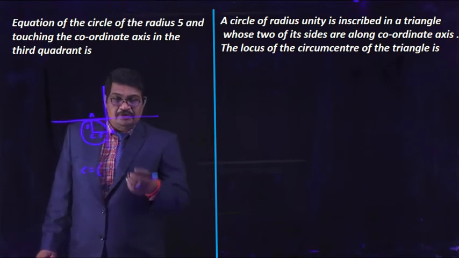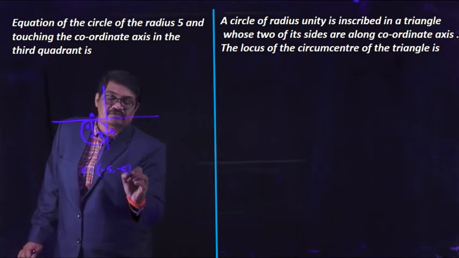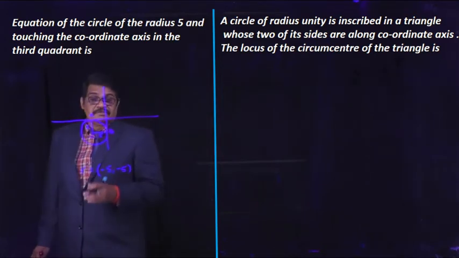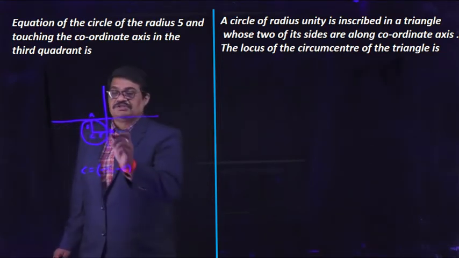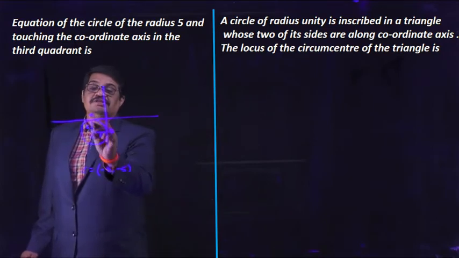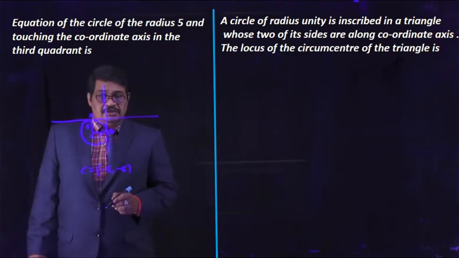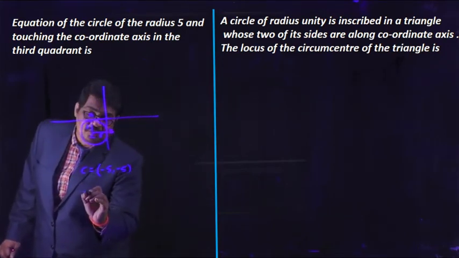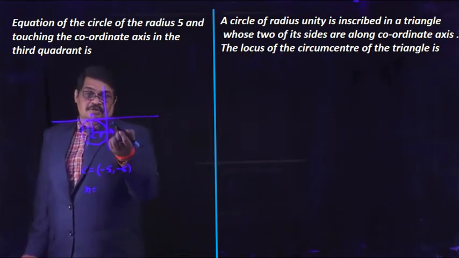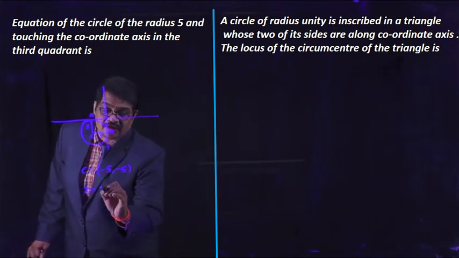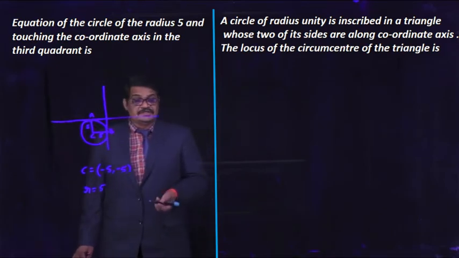In the third quadrant, the x coordinate is negative and the y coordinate is also negative. So the center of the required circle is (minus 5, minus 5). So this distance is the x coordinate and this distance is the y coordinate. These are the coordinates in the third quadrant. And also what is the radius of the circle? The distance is the radius. CB and CA both are the radius, that is 5 units. So center is (minus 5, minus 5) and radius is 5.